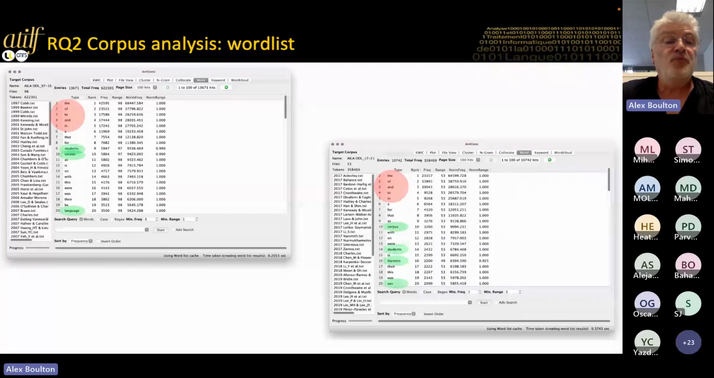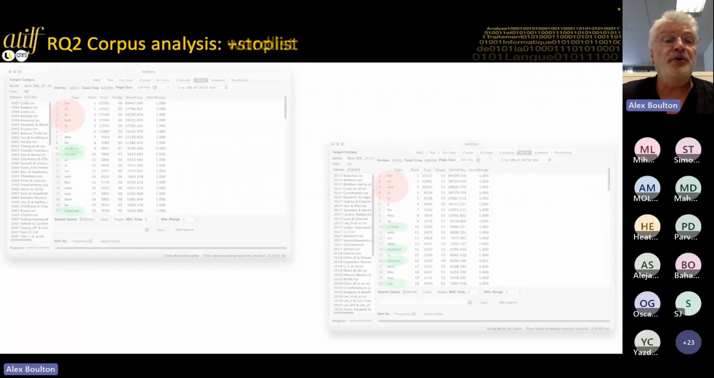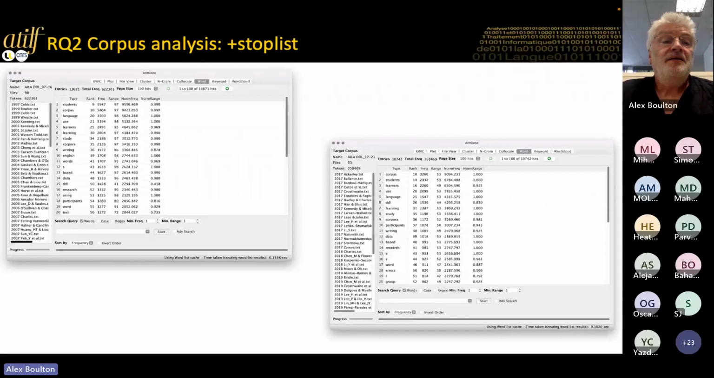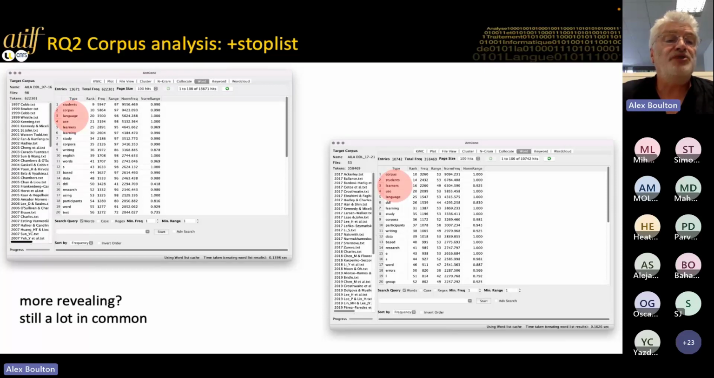But we do also have some words already like students, corpus and language in the earlier period and corpus, students, learners, use in the more recent period. So we're starting to see some themes which are emerging and which have in common as well. If you want to get rid of the small words, to look only at lexical words, content words, we can do that with a stop list and it just eliminates them. So now you can see the most frequent lexical items are students, corpus, language, use, learners in the old period, and corpus, students, learners, use, language in the recent period.